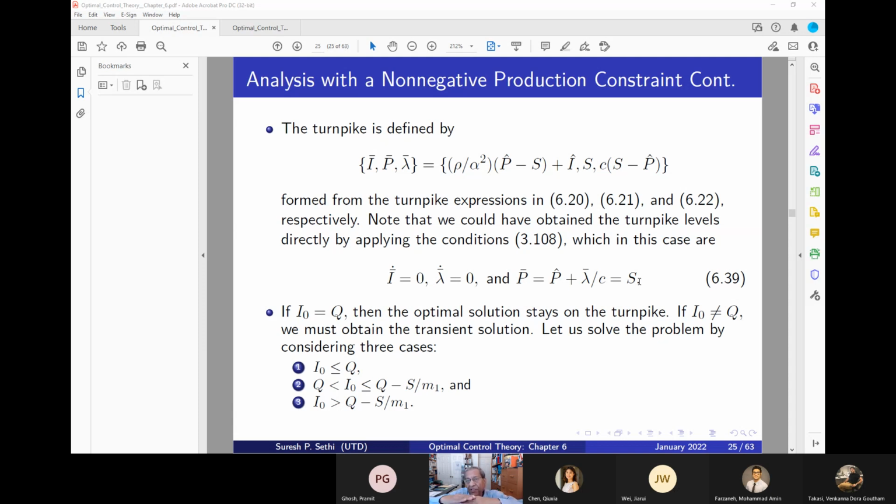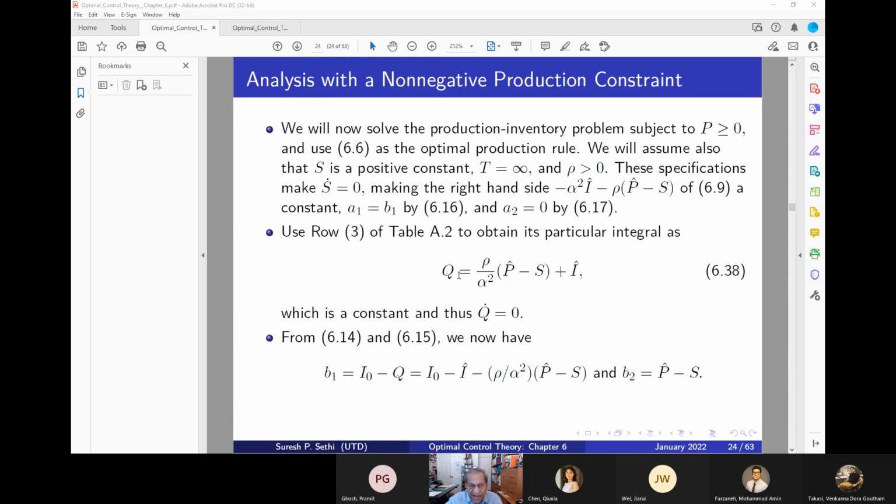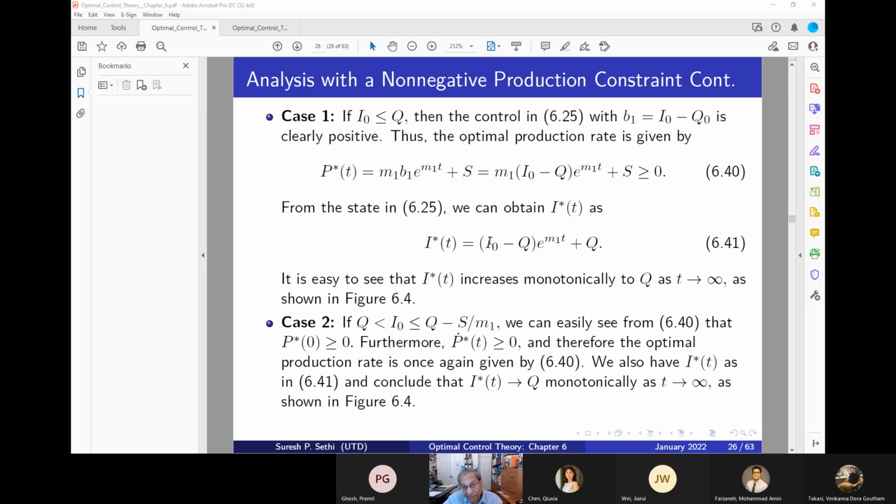But if inventory is not 0, I have to eventually bring it to 0 somehow or the other, right? And then produce along to demand. But how I bring it to 0 is a transient solution, and that may require P equal to 0 if inventory is very large. P equal to 0 was not allowed if P was negative. We allowed P negative in the previous problem, but now we don't allow P negative. But we can put P equal to 0 at that time. So that requires some work.